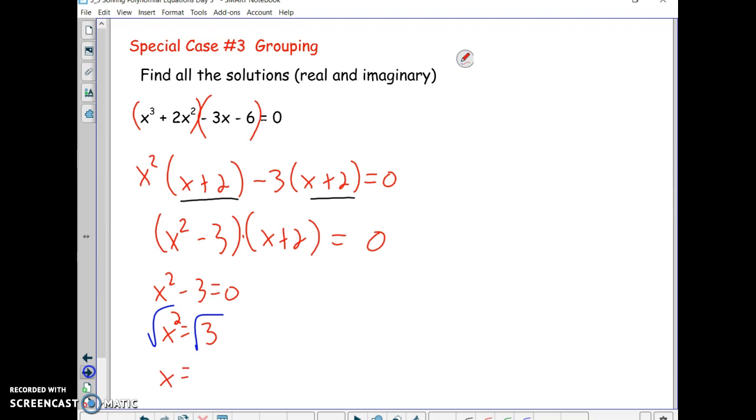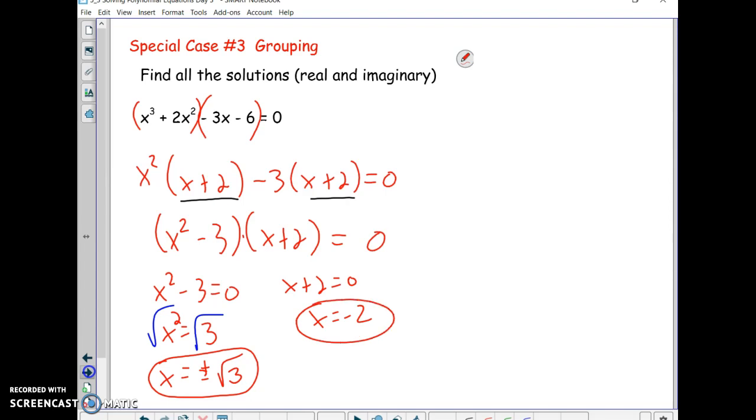Right, so we're going to get plus or minus square root of 3. This is some crazy looking decimal. I'm just going to leave it in simplest radical form. All right, the other little factor is linear, so we can just subtract 2 from both sides and get our third answer of minus 2. Okay, so it's called factor by grouping. In theory, we should be okay at it, and the trick is there's 4 terms. That's the name.